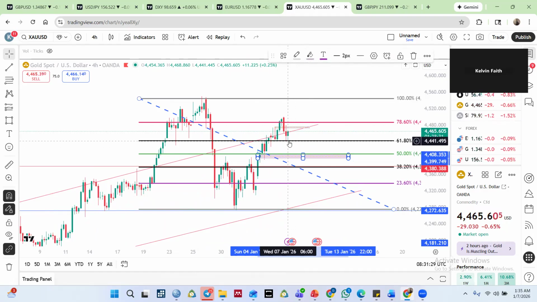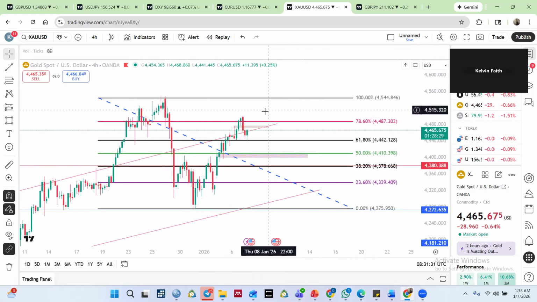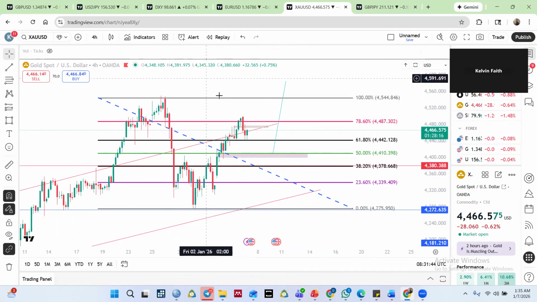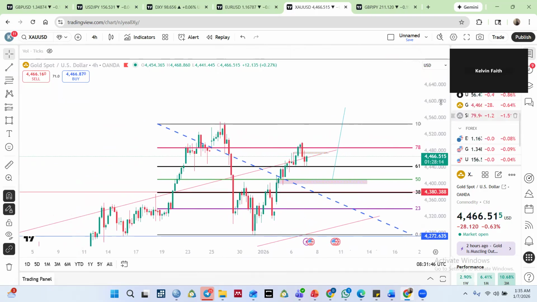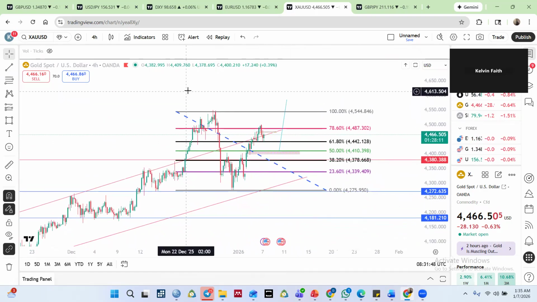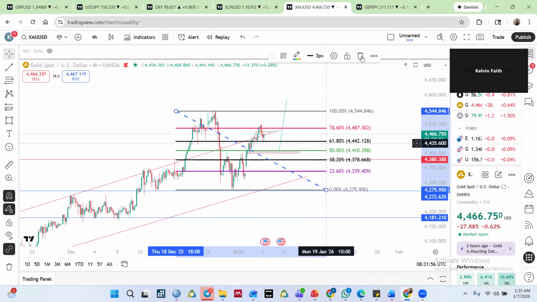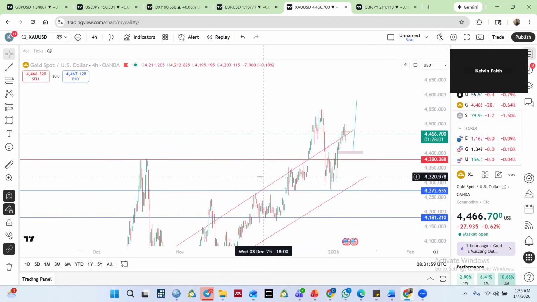61.8%. We got that retracement after hitting 78.6. I'm hoping that gold will drop more back to 50%. Then from 50%, I'll look at it going up more. So this is the anticipation I'm having on gold. Yes, at the 61.8%, it can still just push up and go. But I'll be hoping to see it come down a little bit.